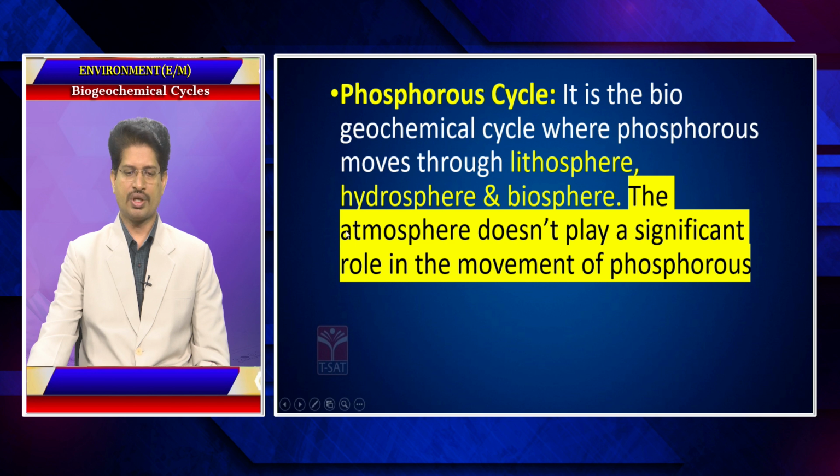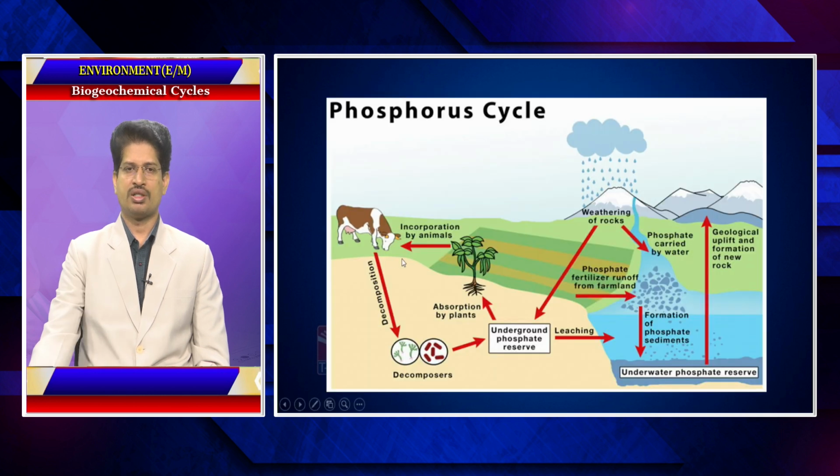Next is the phosphorus cycle. It is the biogeochemical cycle where phosphorus moves through the lithosphere, hydrosphere and biosphere. So, in this context, the phosphorus does not enter the atmosphere. Out of the different spheres in the phosphorus cycle, there is no involvement of the atmosphere, because the phosphorus is embedded in the rock in the lithosphere. So, this is how the phosphorus cycle happens.